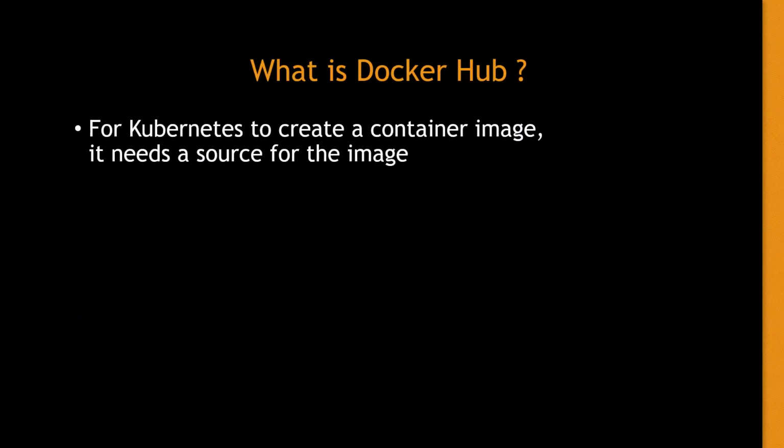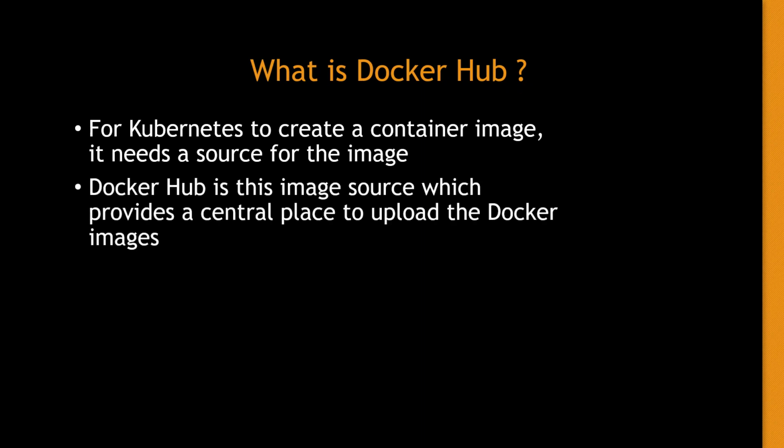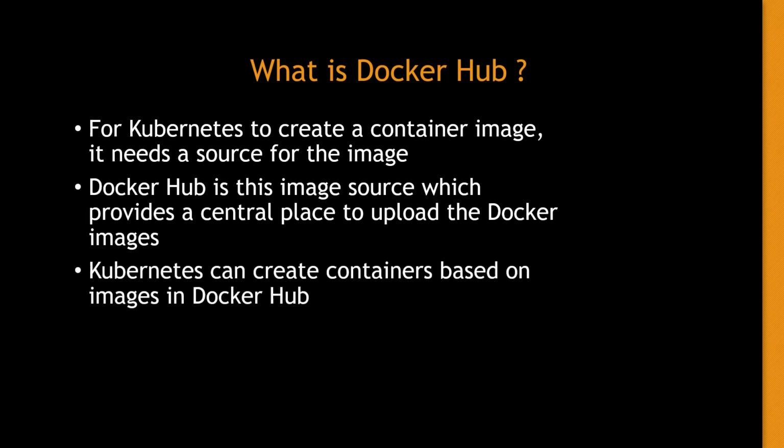Now for Kubernetes to create a container image, it needs a source for the image. Docker Hub is this image source, which provides a central place to upload the Docker images, and Kubernetes can create containers based on images in Docker Hub.